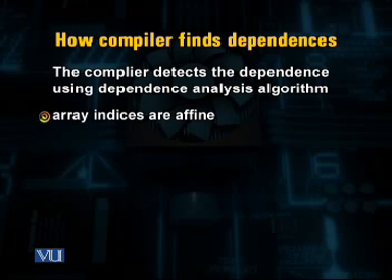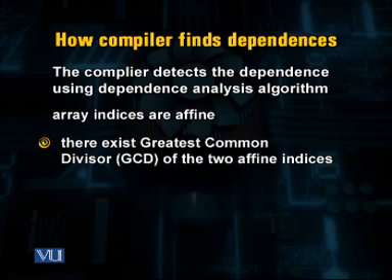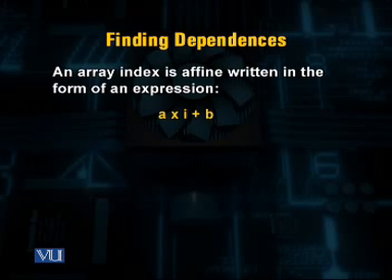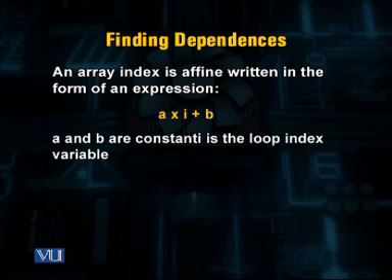This dependence analysis algorithm basically works on the assumption that array indices are affine and there exists a greatest common divisor of the two affine indices. Let us first of all see what we mean by affine index. An array index is affine if it can be written in the form of an expression A multiplied by I plus B, where A and B are constants and I is the loop index variable.